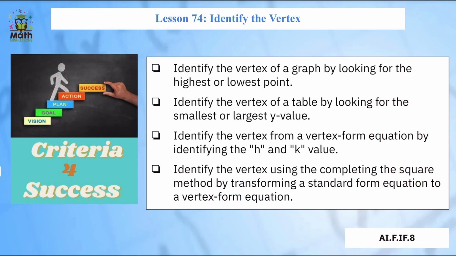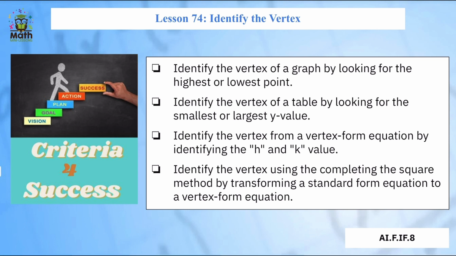Welcome to Lesson 74, Identifying the Vertex. In this lesson, we have 4 criteria for success. 2 are going to be reviews from Lesson 73, and 2 will be newer, which spirals to some other skills we did in factoring. So let's start with the old.